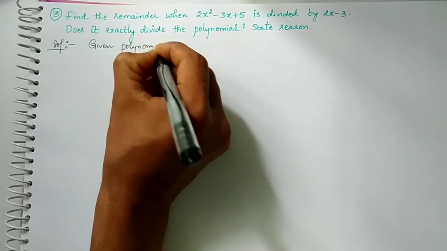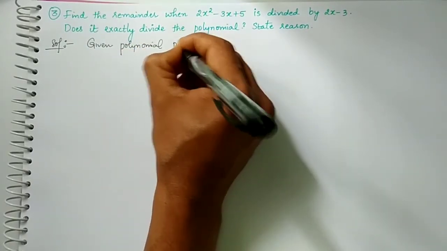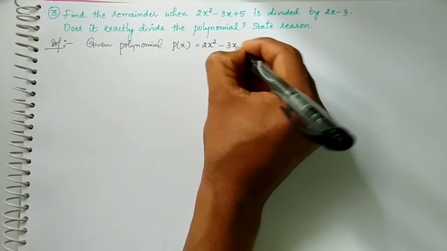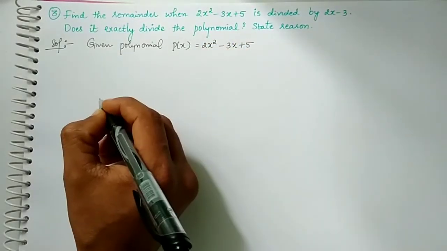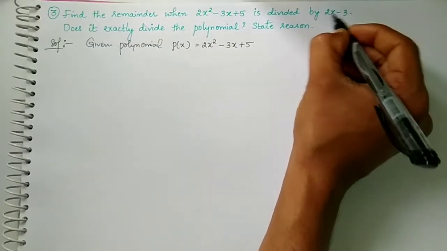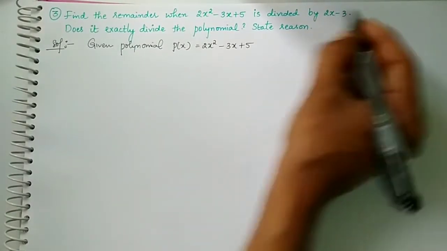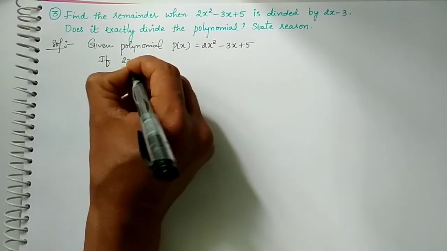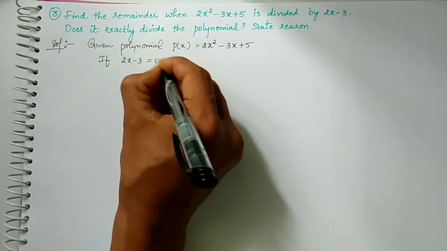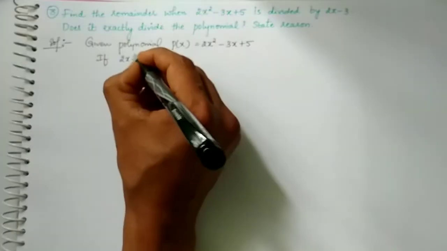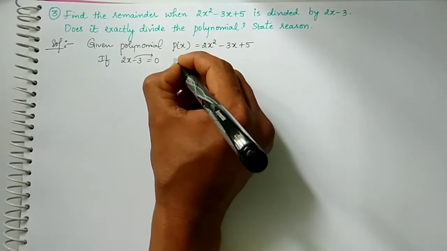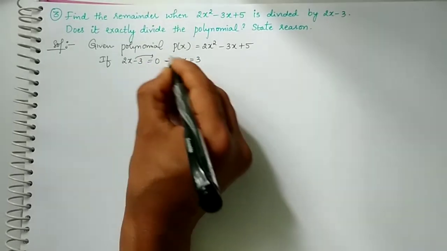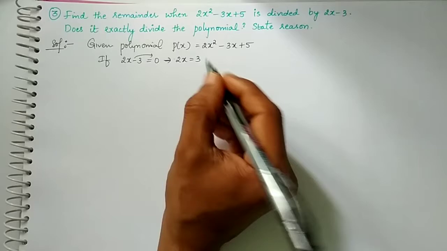The given polynomial is p of x equals 2x squared minus 3x plus 5. With what do we have to divide? The linear polynomial 2x minus 3. To find the value of x, I take 2x minus 3 equals 0. Now transpose minus 3, then we get 2x equals 3. If I transpose minus 3 to the RHS, it becomes plus 3.